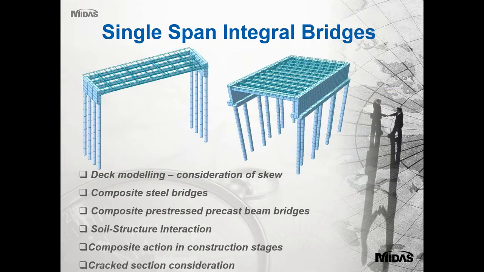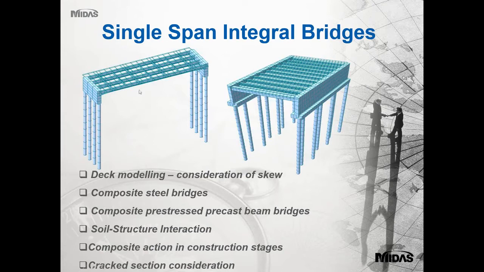Okay, so let's quickly move on to our first example, which is a single span integral bridge. The major features we will focus on in this type of bridge are how to model the deck, considering the skew and different types of skew, like if you have a skew angle less than 20 degrees or greater than 20 degrees, what kind of grillage you should be adopting.